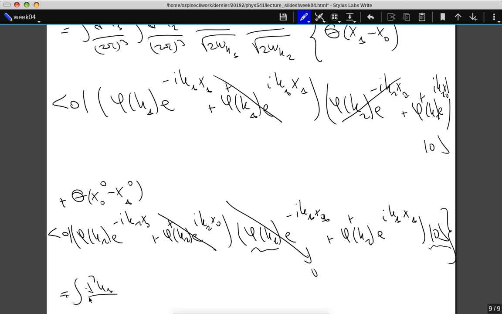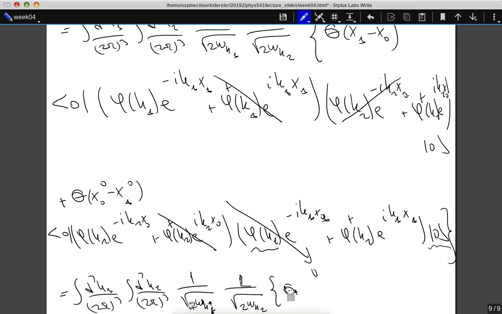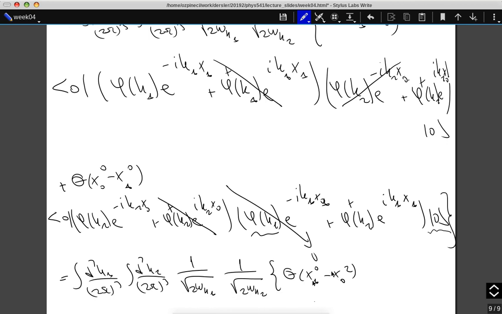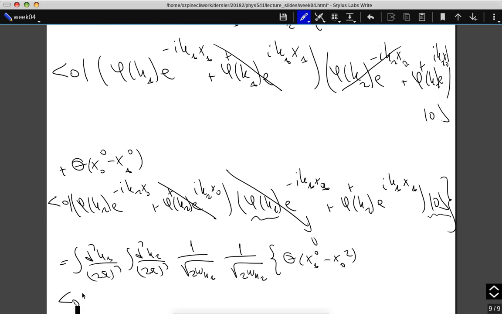d cubed k1 divided by 2 pi cubed, d cubed k2 divided by 2 pi cubed, 1 over square root of twice omega k1, 1 over square root of twice omega k2, step function x10 minus x00, and I have the vacuum, phi of k1, phi dagger of k2, e to the power 0, e to the power minus i k1 x1, e to the power i k2 x0. This is the first line.